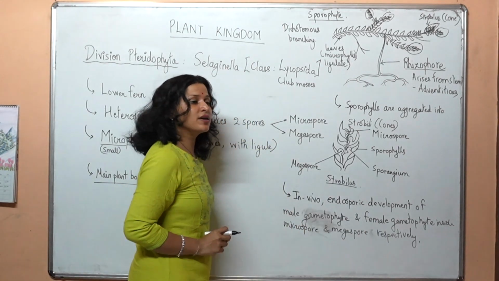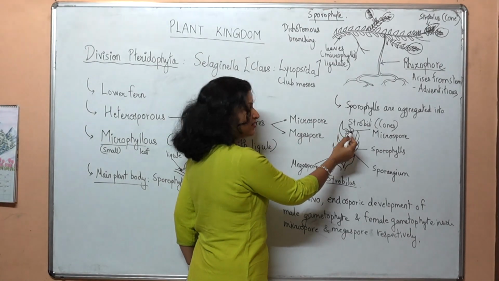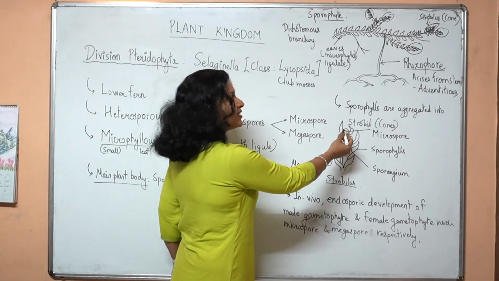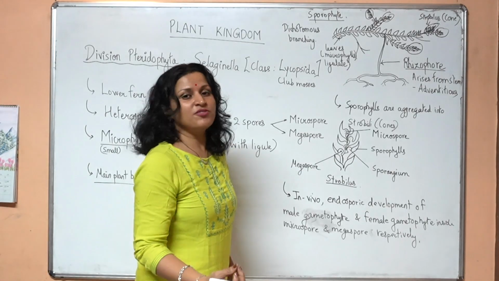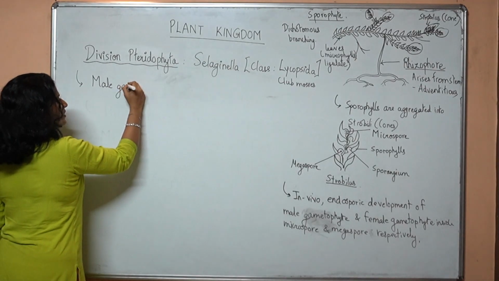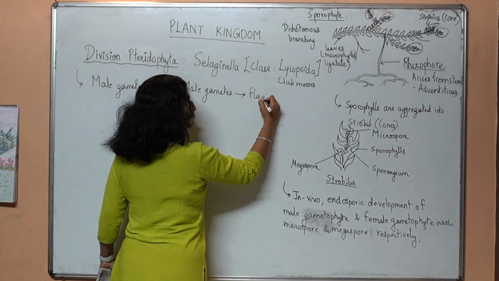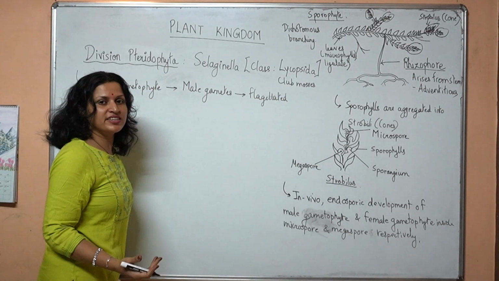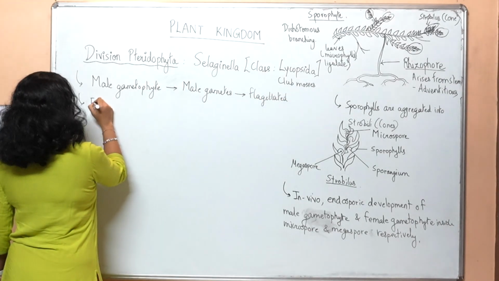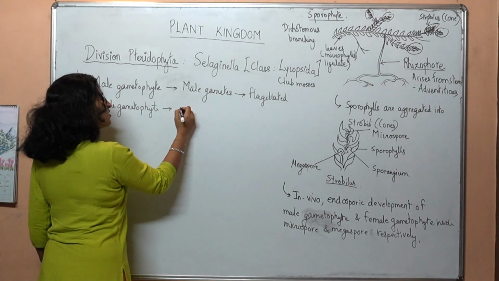So as a result, what is going to happen? Male gametophytes will form over here and female gametophytes will form. The male gametophyte will produce male gametes which will be flagellated. How are they flagellated? Multiflagellated and spiral shaped. And female gametophyte will produce the egg cell.